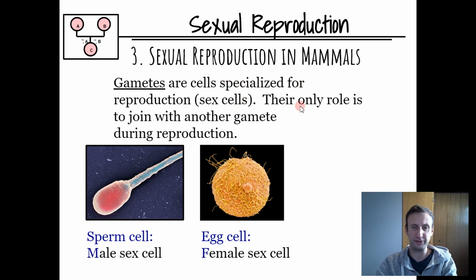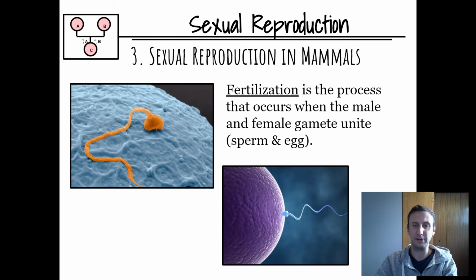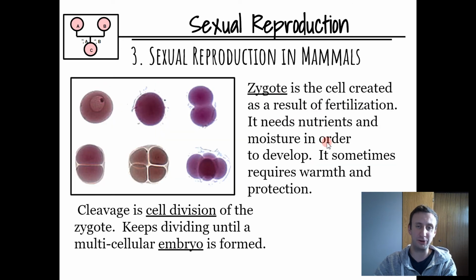Gametes are cells specialized for reproduction. They're sex cells. Their only role, the only thing they do, is to join with another gamete during reproduction. So I have sperm cells that contain half the genetic code from the male, and egg cells which contain half the genetic code from the female. When these combine, I now have full genetic code for the offspring. Fertilization is the process that occurs when the male and female gamete unite, and the genetic code combines to make full genetic code for the offspring.